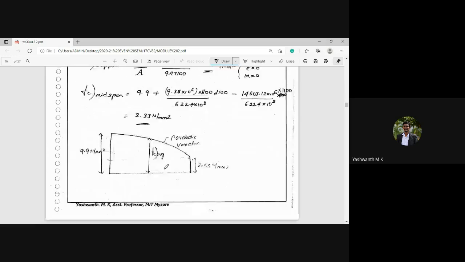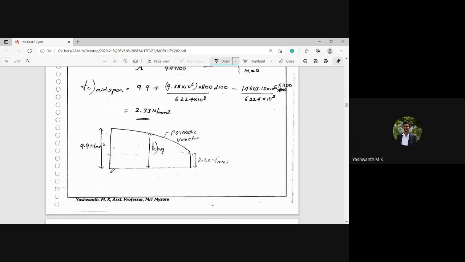So now, please observe here. The cable is like this now. So FC at the midspan is 2.33. So this is the value. But FC at the support will be more. How much? 9.9.